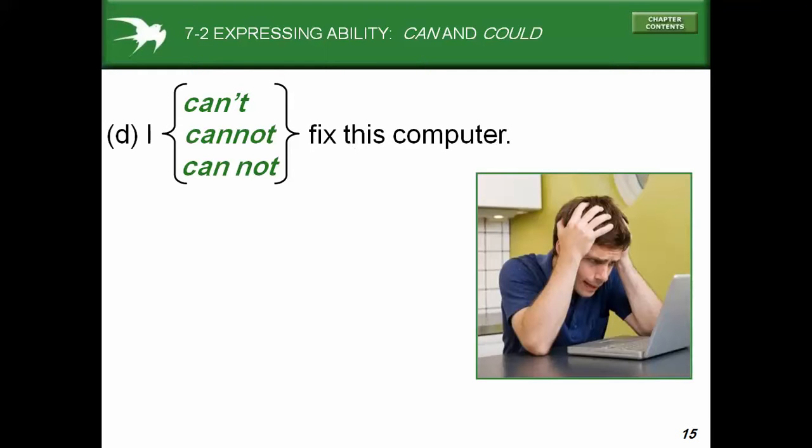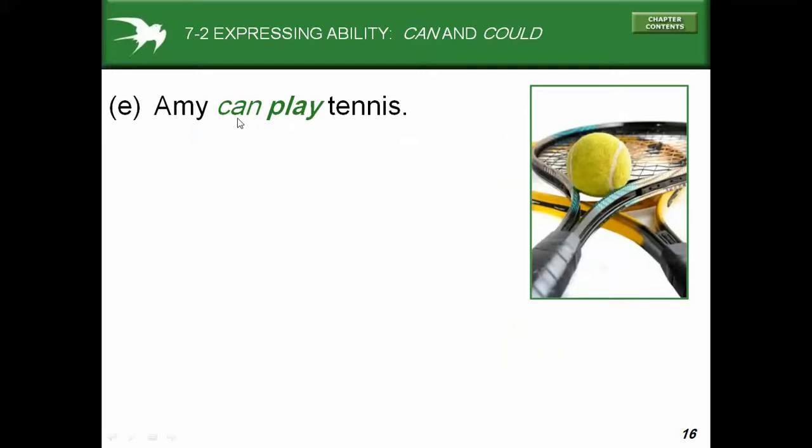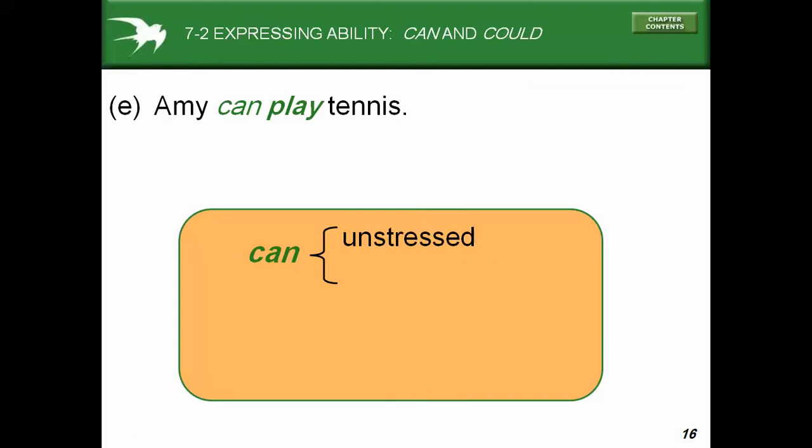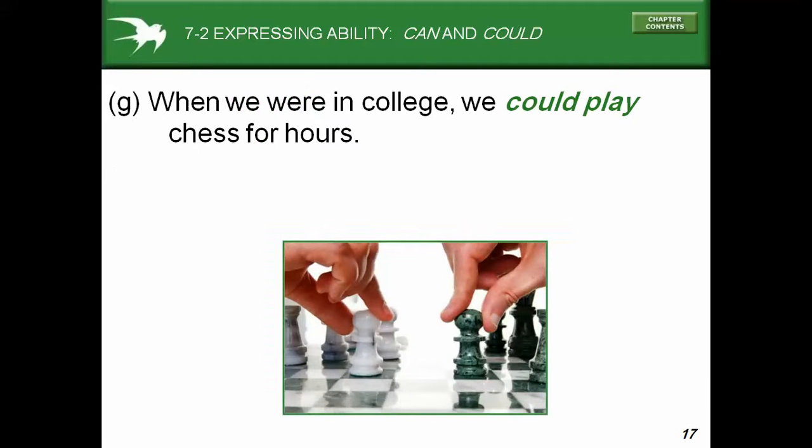I can fix this computer. I can't fix this computer. Expressing ability. Three negative forms of can. Amy can play tennis, ability. Unstressed, it sounds like can. Amy can play tennis. Can't is stressed: the dog can't play tennis.